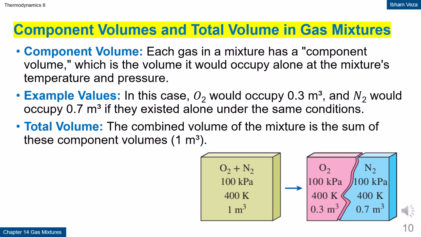Component volumes and total volume. Component volume is defined as the volume a gas would occupy if it were alone at the mixture pressure and temperature.